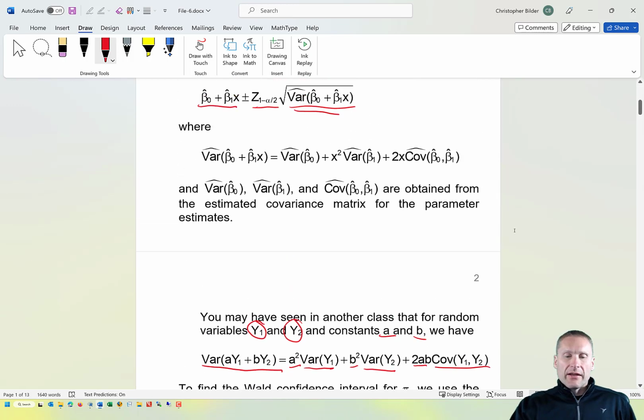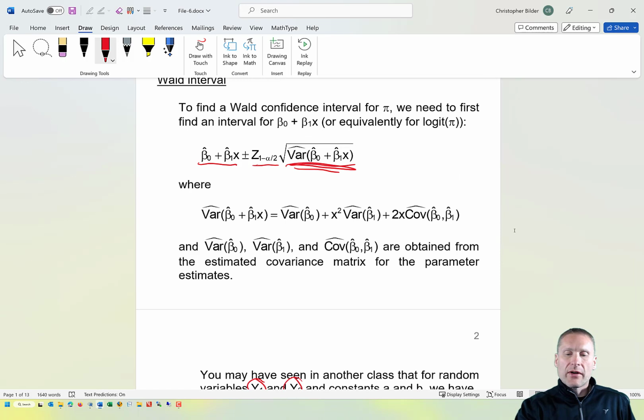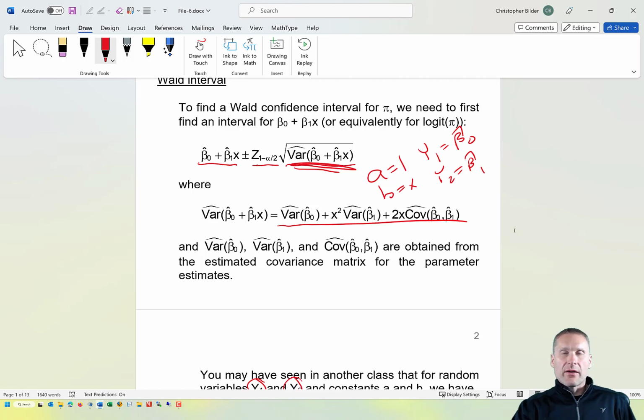So in our particular case, I need to find this particular estimated variance. So for us, a is 1, b is x, y1 is beta hat 0, y2 is beta hat 1, and then this is how I can get my estimated variance of beta hat 0 plus beta hat 1 times x. Now, where do I find these individual variances and that covariance? Well, this is where I can go to my estimated covariance matrix to get those corresponding quantities.